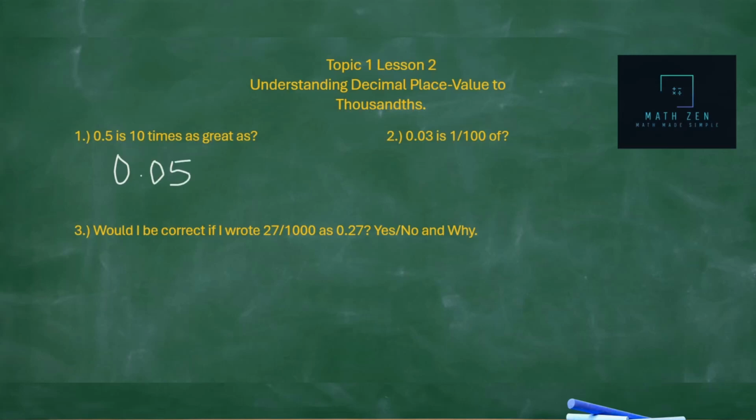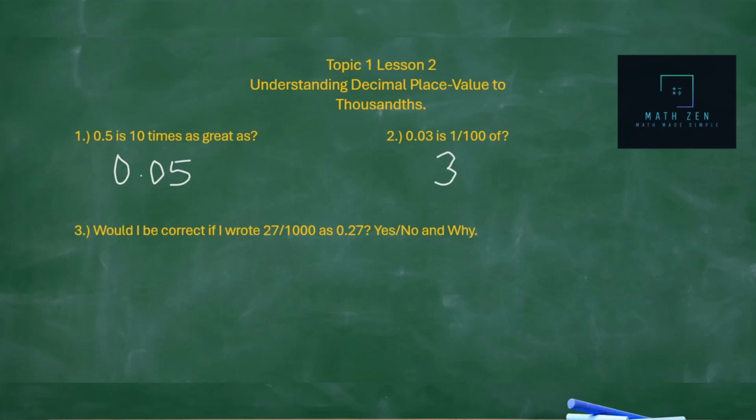Number 2 says that 3 hundredths is 1/100th of what mystery number? And again, you would read that one as 3 hundredths is 100 times smaller than what number? Hopefully here you just got 3.